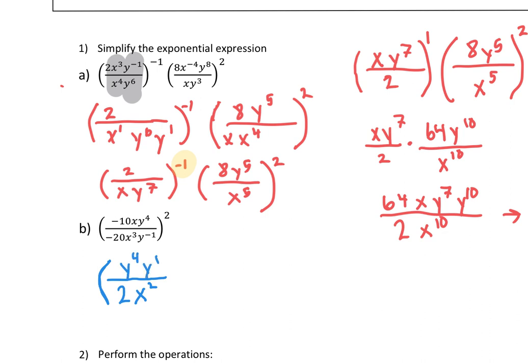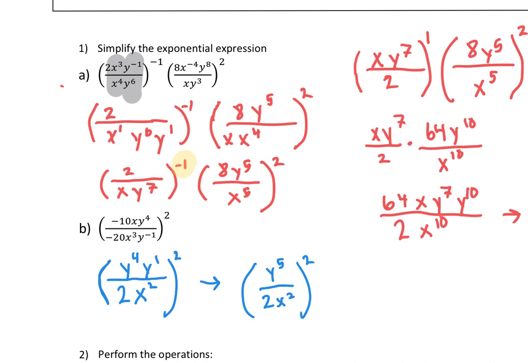You don't have to do that step. You can actually subtract the negative 1 from the 4. But I found less mistakes happen when you just bring negatives up and then deal with it. So then inside the parentheses, that simplifies to y to the 5th over 2x squared, all squared.